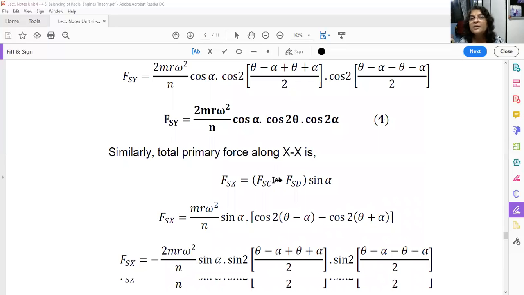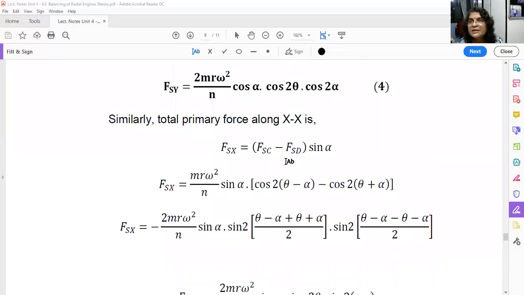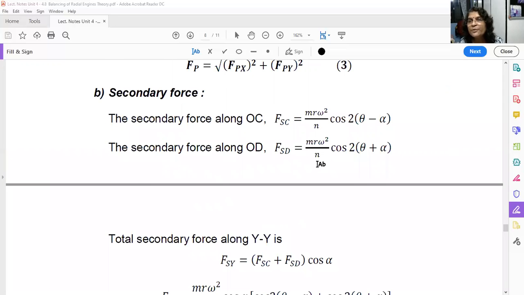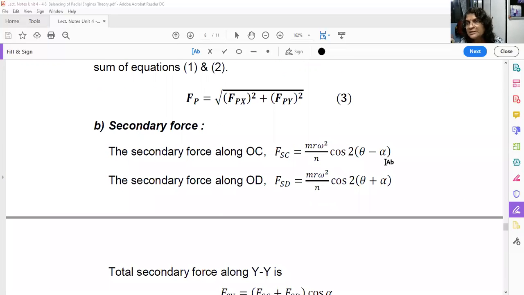Okay. Now put the value of FSC and FSD. Okay, this we have written here. So put this value: FSC is mr omega square upon n into cos 2 theta minus alpha. FSD is mr omega square upon n into cos 2 theta plus alpha.